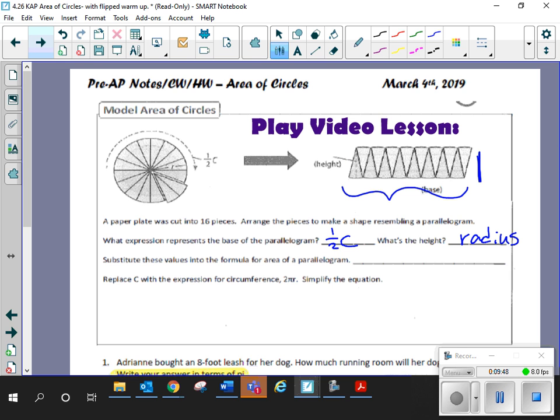Okay? So substituting that into that base times height formula, if I started with A, the area is equal to base times height, we said that the base is equal to 1/2 of the circumference, and the height is equal to the radius. I'm going to take it one step further. Instead of writing circumference, I'm going to use the formula for circumference. So I'm going to say 1/2 of 2 pi r, that's the circumference formula, and then bring down that other r.